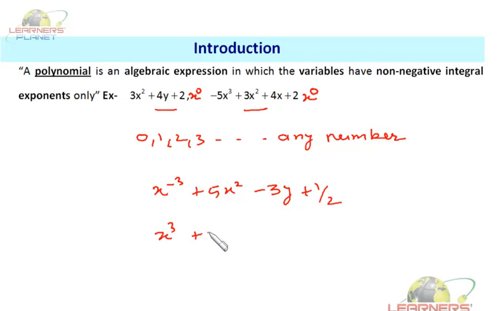Okay, so let's have one more example. See, x cube plus x square minus y plus 3 by 2. Just see whether this is a polynomial or not. Yes, it is a polynomial because in this case all the variables are having non-negative integral exponents. It doesn't matter if a constant is a fraction. It can be a fraction or it can be an irrational number also. So basically the variable should be having non-negative integral exponents. I hope you are clear.